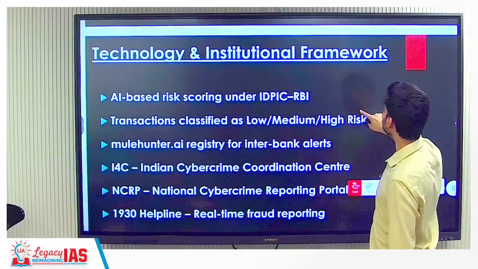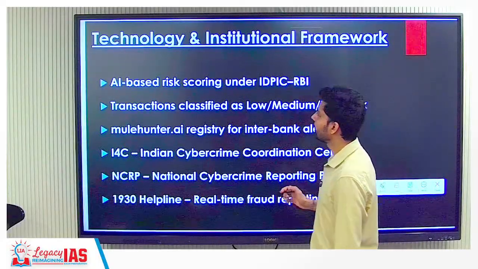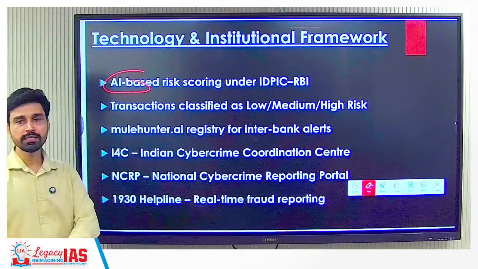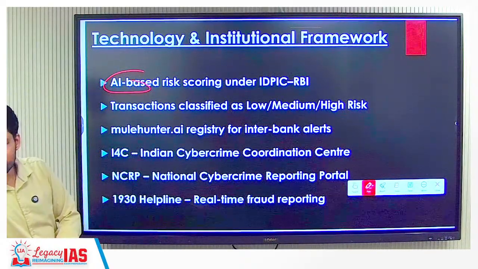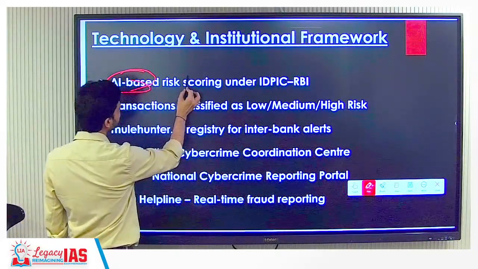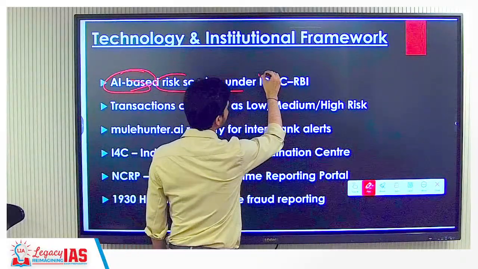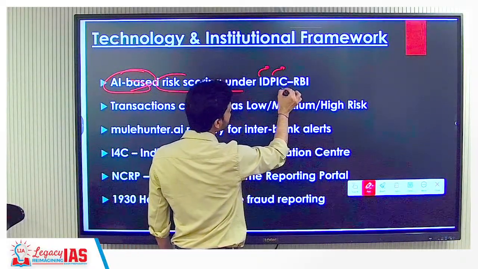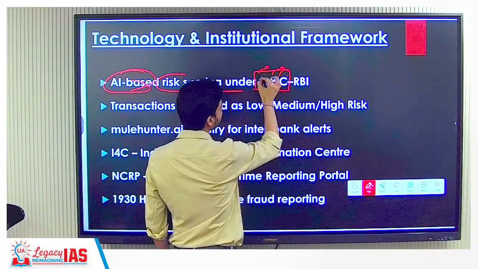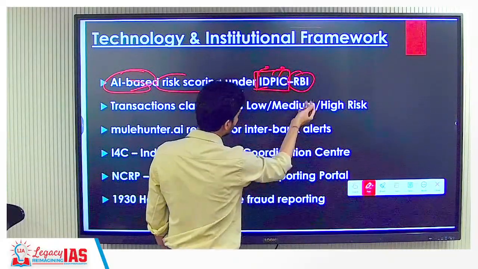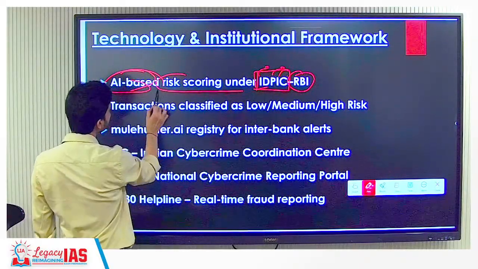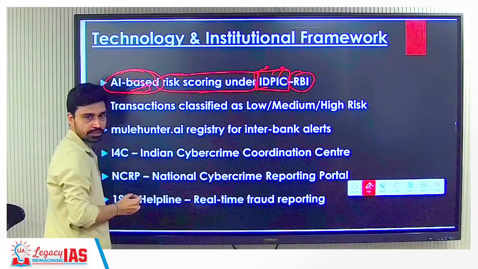Now, the technology and institutional framework being used for this operation. We know that we are living in the era of artificial intelligence. So government agencies, banking institutions, financial institutions, all of them have begun to use artificial intelligence for their purpose as well. And now there is the Indian Digital Payment Intelligence Corporation, right? That is the full form of IDPIC. You will get this in this document. It is under which organization? The Reserve Bank of India.